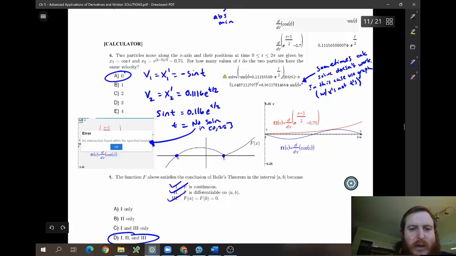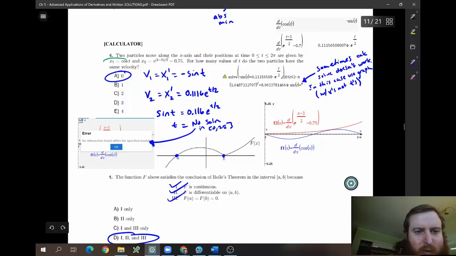All right, next up, this was a tricky question. I actually like this question a lot. And I kind of wish this question did have an answer so I could show you that. But maybe we can work that into it. So in this case, it gives us 2 positions. And it says, for how many values of t do the particles have the same velocity?